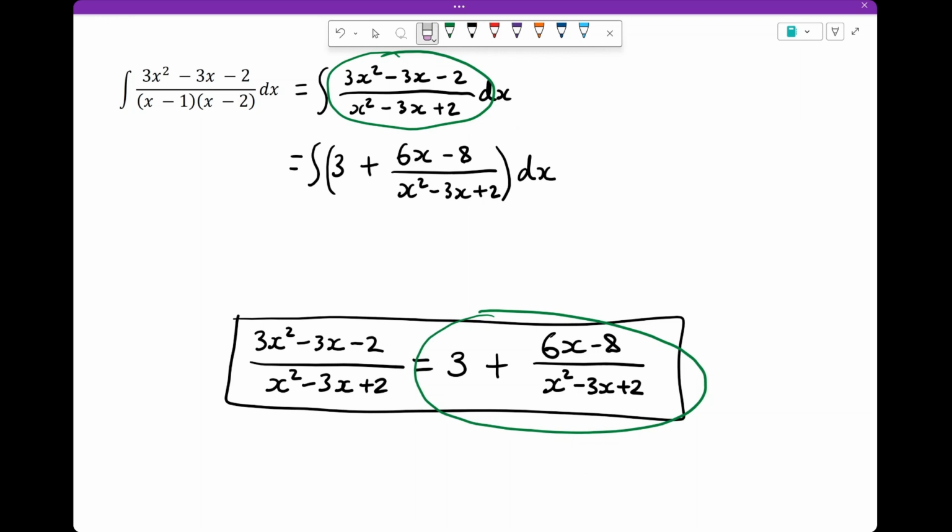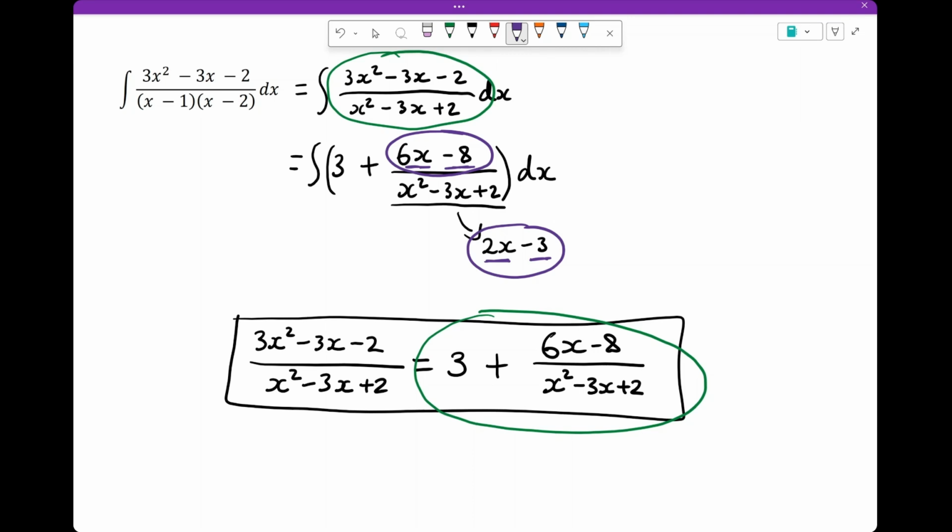To do that, I'm going to take my denominator and I'm going to differentiate it. So that's going to give me 2x subtract 3. And then we're going to compare what we've got here with my numerator and ask ourselves, are they numerical multiples of each other? Well, to get from 2x to 6x, we'd have to multiply by 3. However, to get from negative 3 to negative 8, we'd have to multiply by a number other than 3. So they are not numerical multiples of each other.